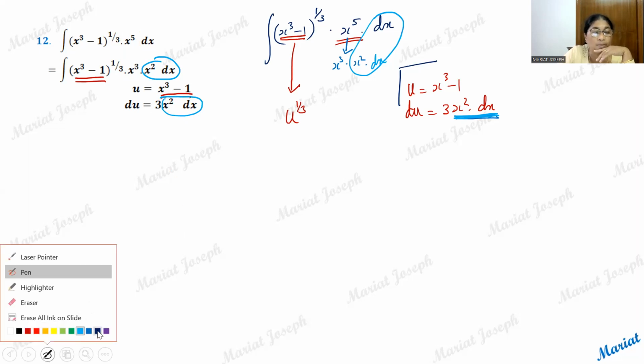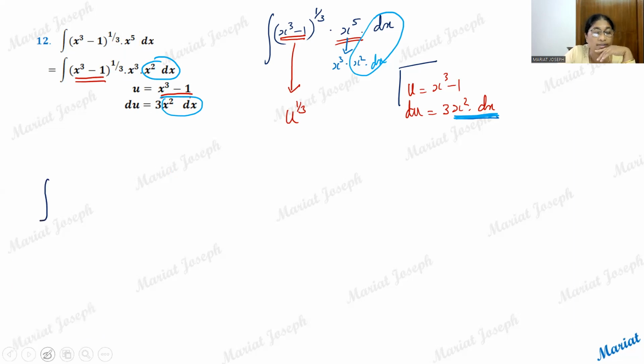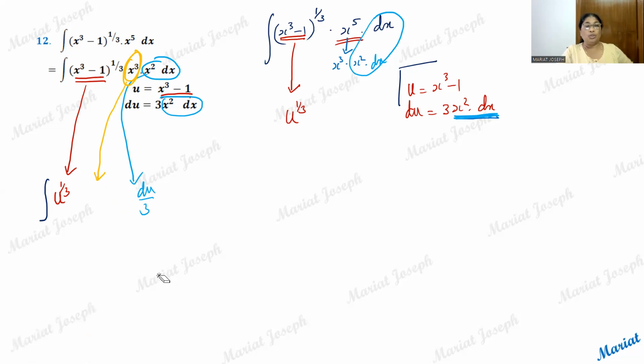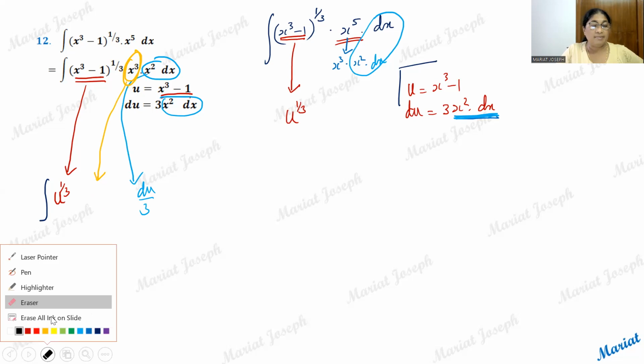But now there is another problem. This integration, u raised to the power 1 by 3, is okay. That is this one. x square dx has become du by 3. That is this one. But what are we going to do with this extra x cube that we have here? Can we copy x cube as it is? No. Look, don't do it like this, okay? We can't copy down this other variable. Now what to do? Who is going to tell me what to do?